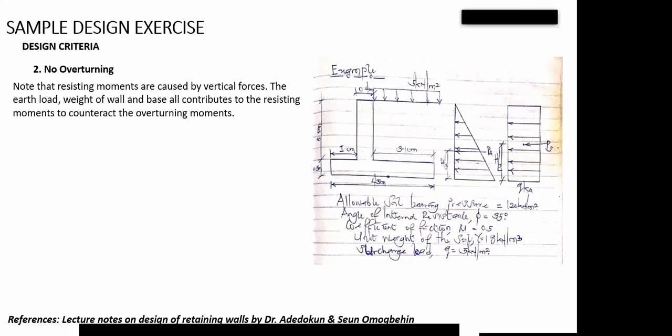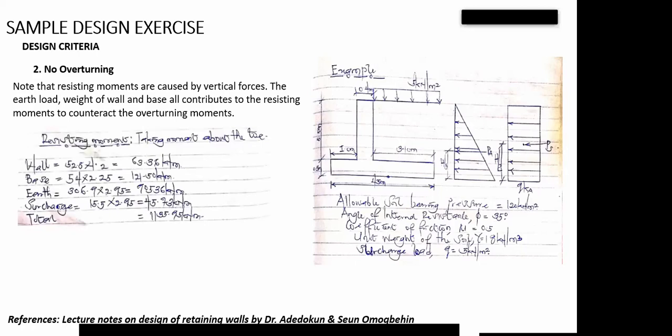Now, the next thing is to calculate your resisting moment. Your resisting moment is caused by vertical forces. That is your surcharge load, your weight of wall and base, all contribute to the resisting moment to counteract the overturning moment. Now, taking that, we can easily say that, okay, our wall.